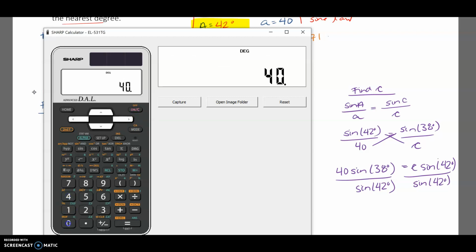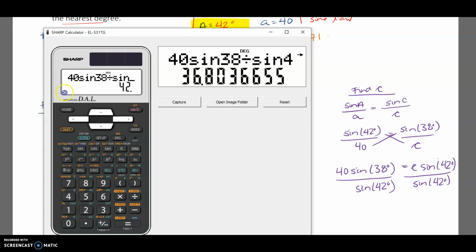40 sine 38 divided by sine 42 is 36.8036, or to 3 decimal places, 36.804.